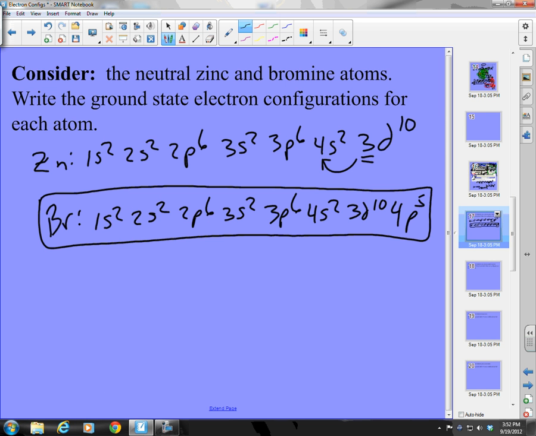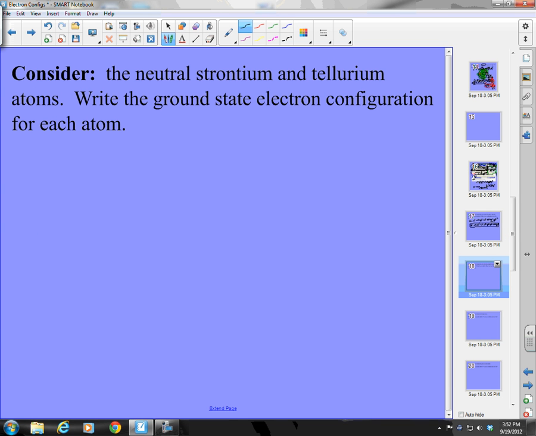Great. All right. Let's see. Oh, here we go. A neutral strontium and tellurium. Okay, I think this is one you can do on your own. Give this a shot. Unpause me when you are done.